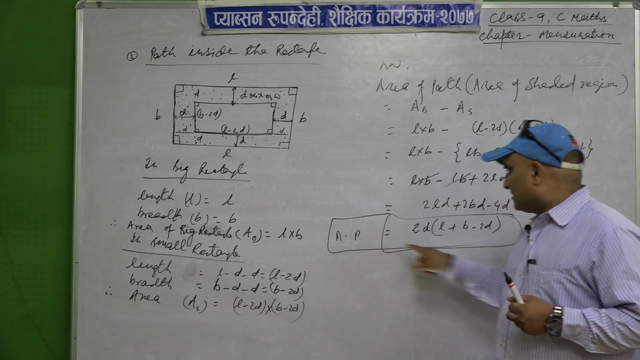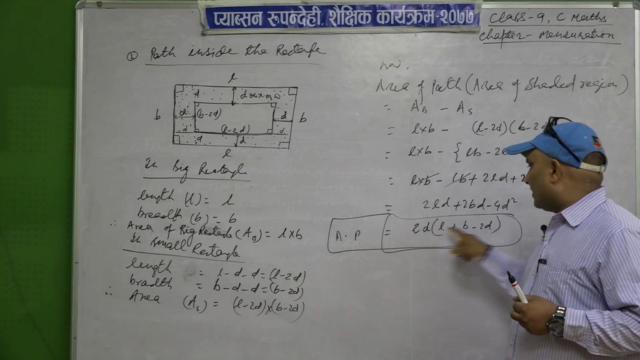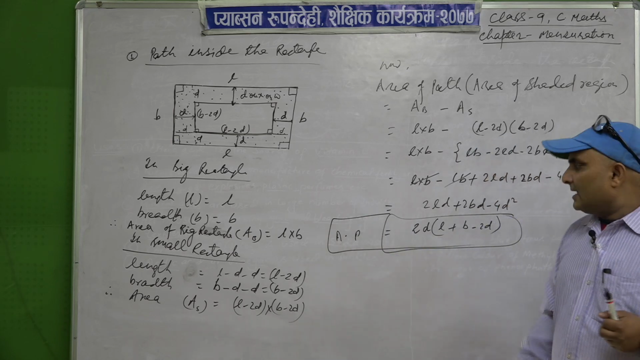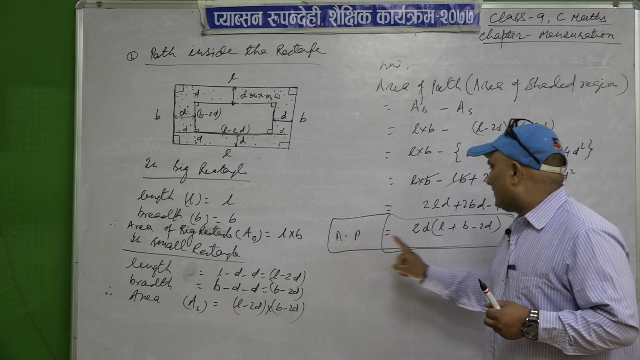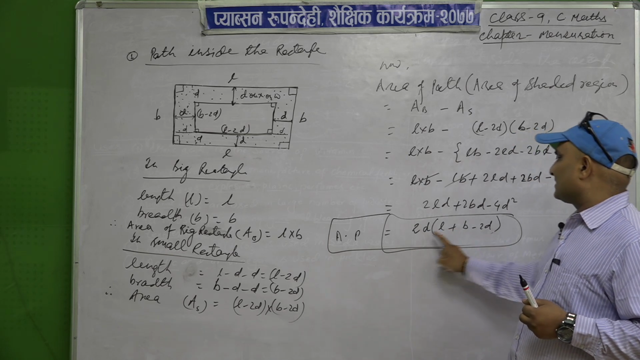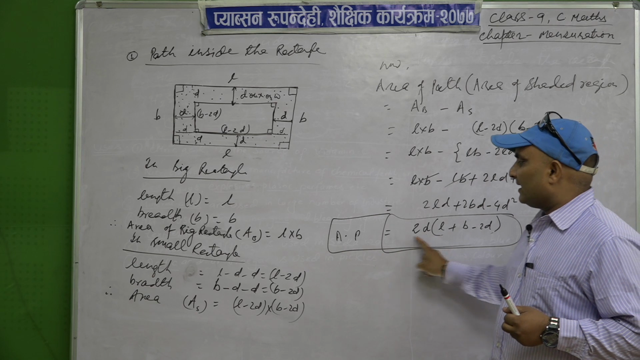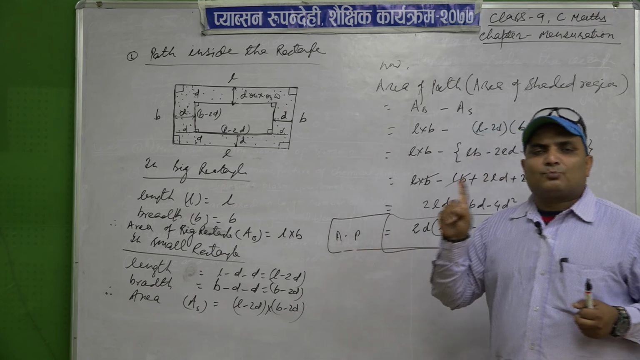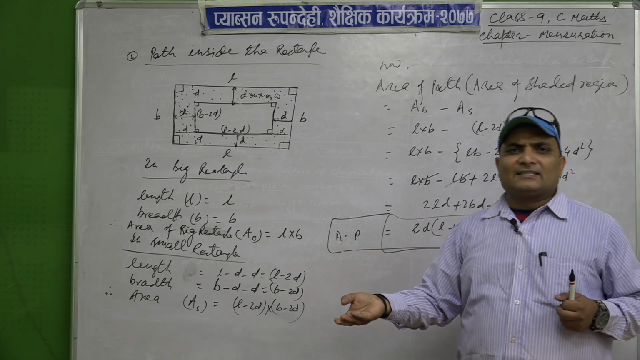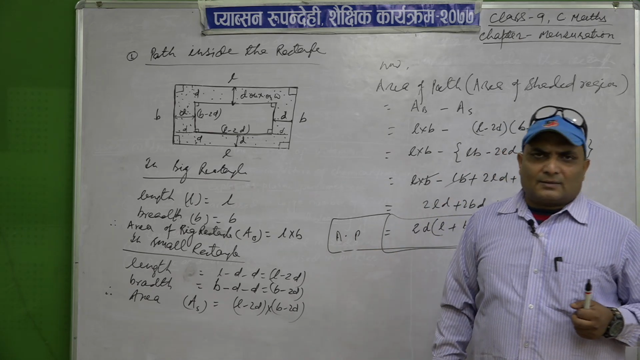Sometimes the area of path is given, length is given, breadth is given. We have to find out d. Again, we can use this formula and then we can find out the value of d. In the same way, suppose you have 4 variables: L, B is one variable, D is the second variable, the third variable, and the area of path is the fourth variable. Out of these four variables, if any three variables are given, we can find out the remaining variable.